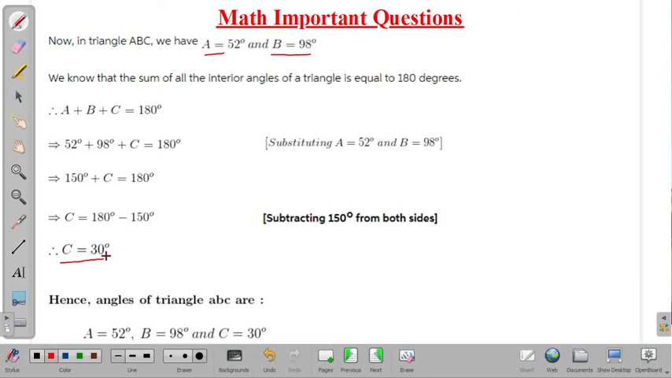So in this lecture, we have discussed one important problem of mathematics from the topic trigonometry. Thank you.